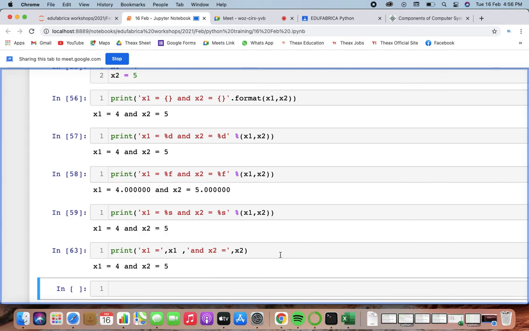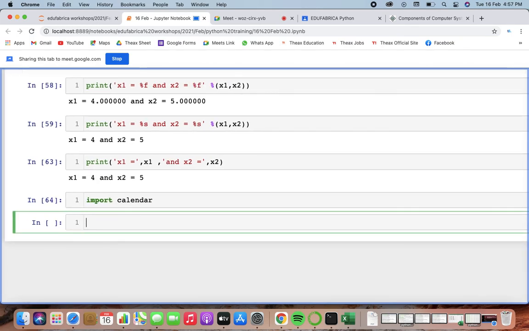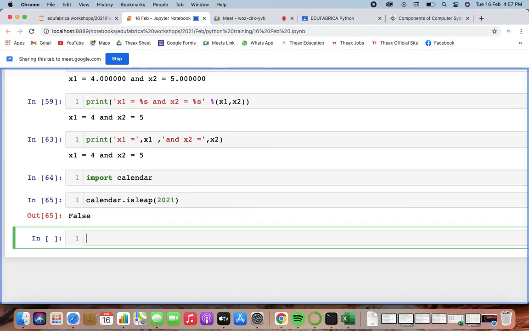Okay, now yesterday we looked at the calendar module, if you remember. If you want to check whether any year is a leap year or not, let's say for 2021, we'll write calendar.isleap with the year 2021. So this is not a leap year. Whether 2000 was a leap year or not, calendar.isleap 2000, yes, it was.